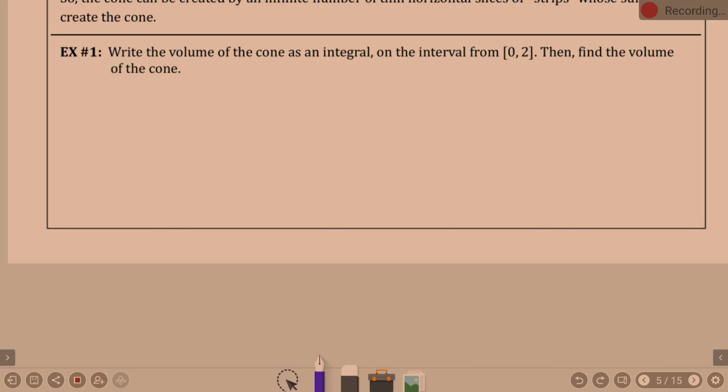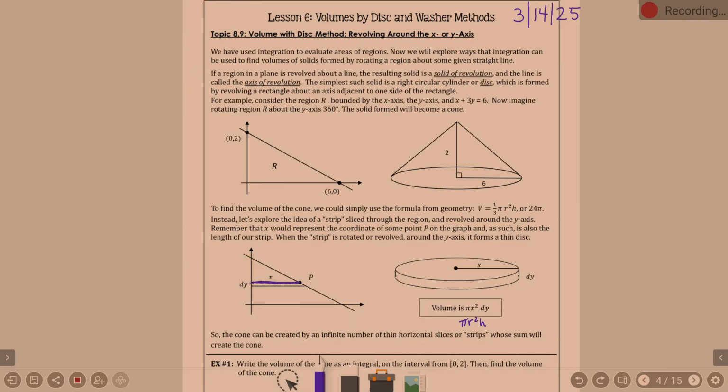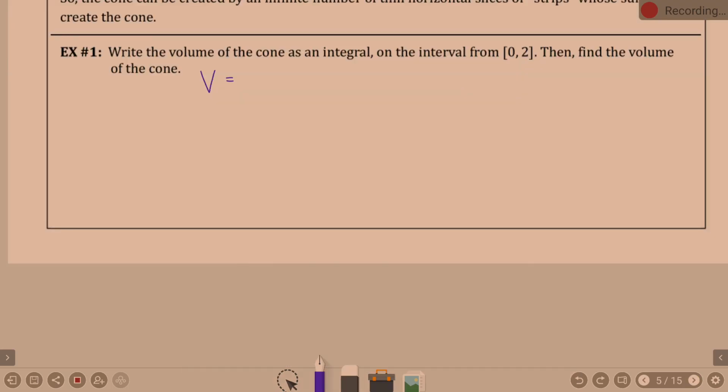As we set up our volume, from 0 to 2, when it was perpendicular to the x-axis, we worked in terms of x's. When it's perpendicular to the y-axis, we work in terms of y's. You're going to notice the same thing here. When you rotate around the y-axis, you work in y's. If we rotate around the x-axis, we'll work in x's. We're rotating around the y-axis here, so we're working in y's. You'll notice the interval they give in example 1 says 0 to 2 because that's where you are on the y-axis, 0 to 2. So they tell us to use 0 to 2.